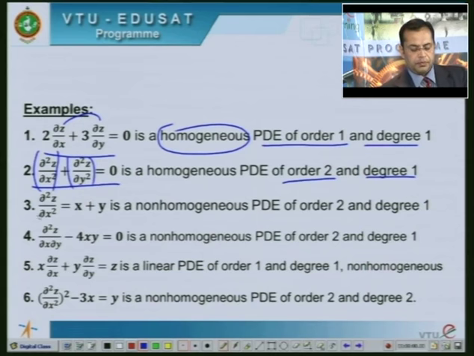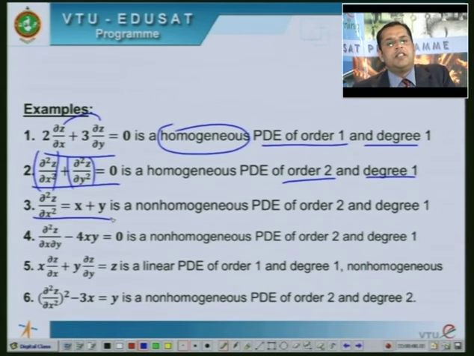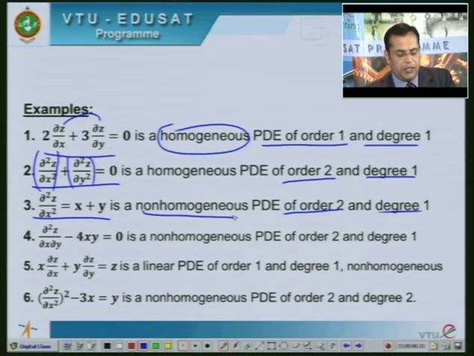Next example, if you observe the next example, the highest order derivative present is ∂²z/∂x². So, the PDE is of order 2. The power of ∂²z/∂x² is 1, so it is of degree 1. Further, it is non-homogeneous because, observe the RHS, friends, it is x plus y. The definition says it should contain either the dependent variable or its partial derivatives. Because of that, this equation becomes non-homogeneous.